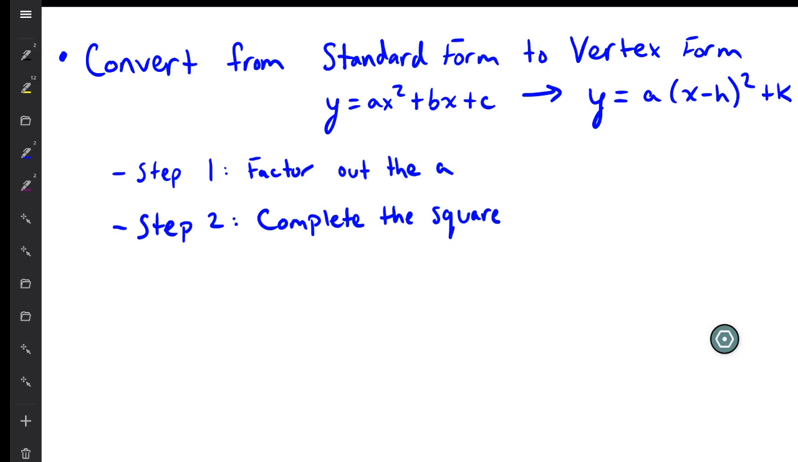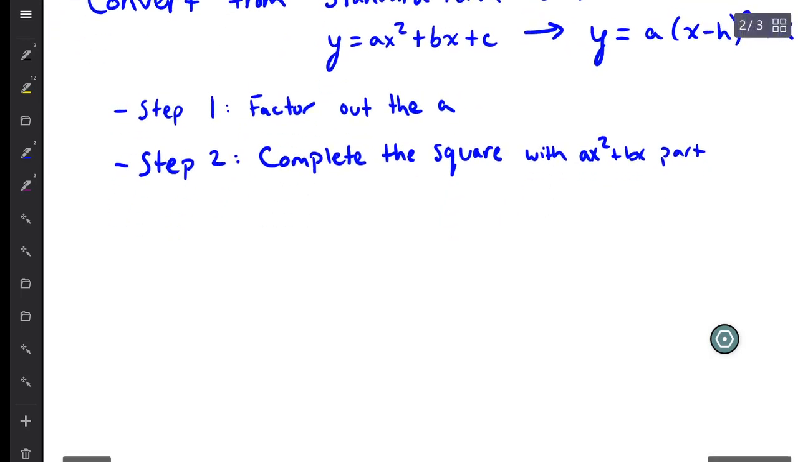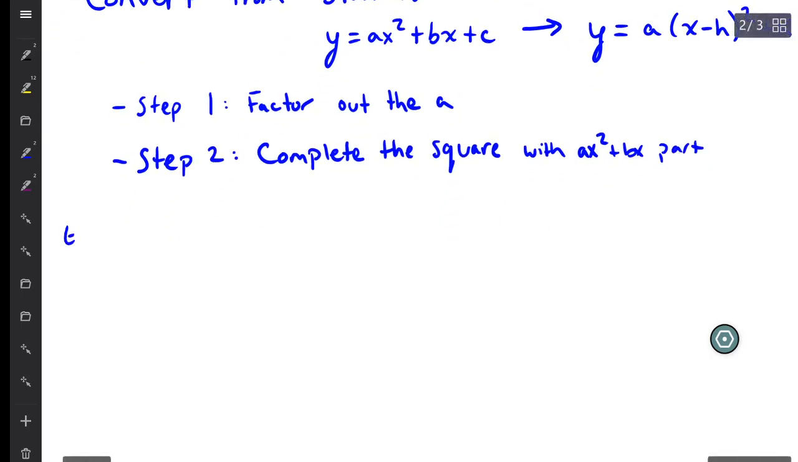Now, this is a little bit tricky because we're just going to complete the square with basically the x squared, the ax squared plus bx part. So we'll do some examples and we'll see this. It is a little tricky for sure. And I think doing examples on this will kind of be the best way to solve it. So this time we're going to convert back to vertex form.